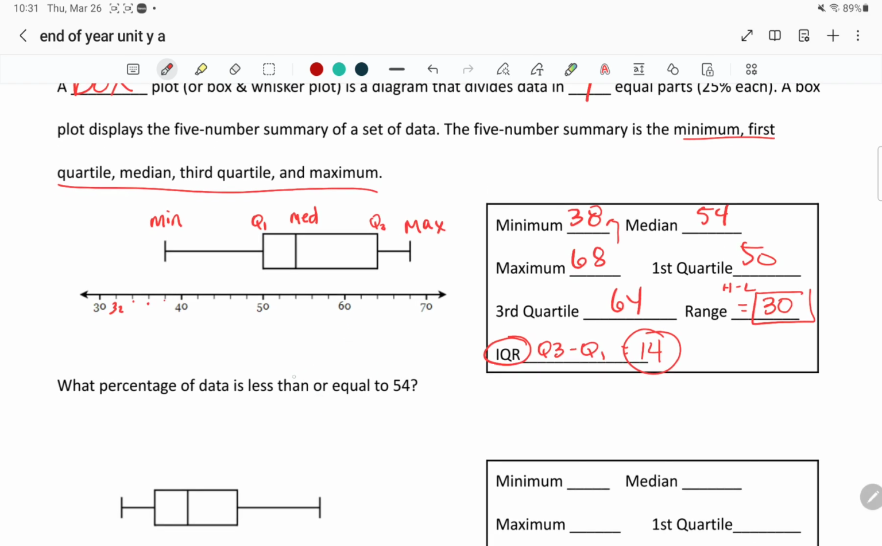What percent of the data is less than or equal to 54? This is the last kind of question you can be asked. Less than or equal to 54. So I look here and I'm like, 54 was my median, which means it's the middle. So splitting it at the median means half of it's here and half of it's here. In percents, that's 50%.